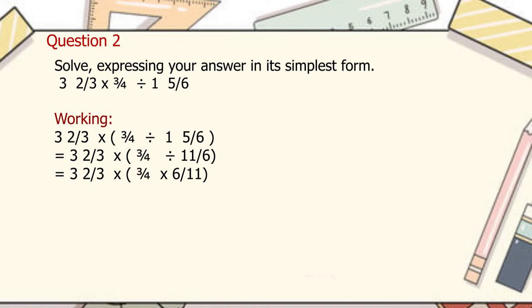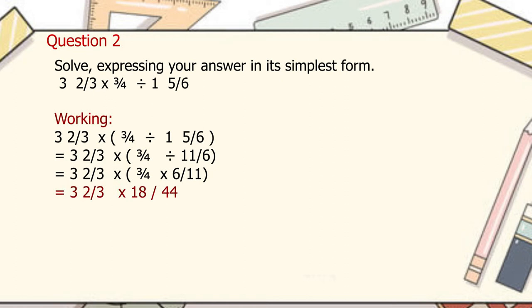2 into 4, 2. 2 into 6, 3. 3 multiplied by 6 will give us a total of 18, and 4 multiplied by 11 will give us a total of 44. So 3/4 multiplied by 6/11 will give us 18/44. Next line.